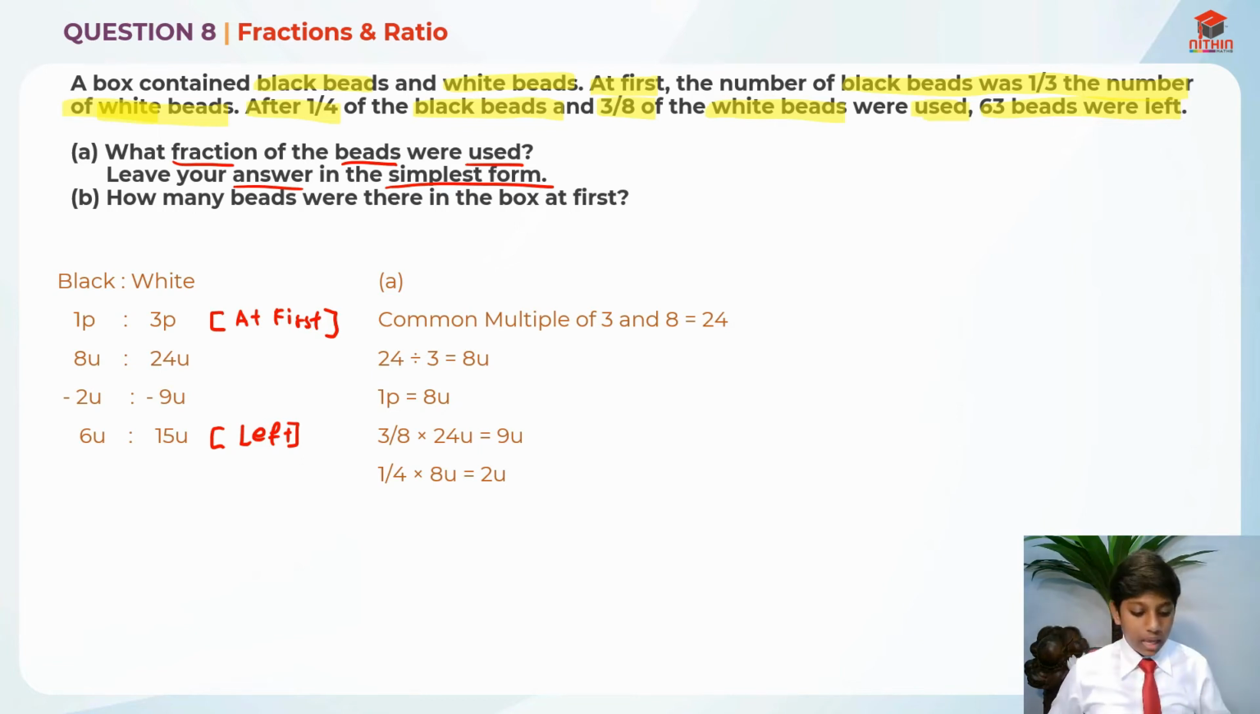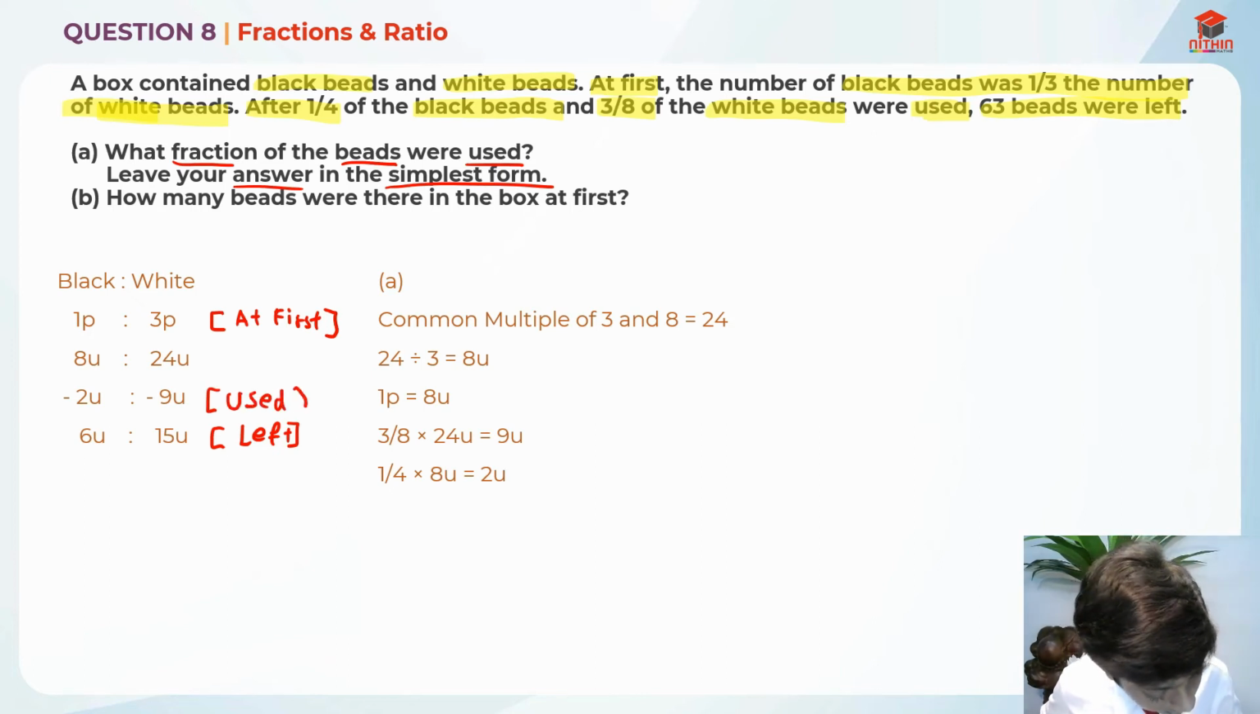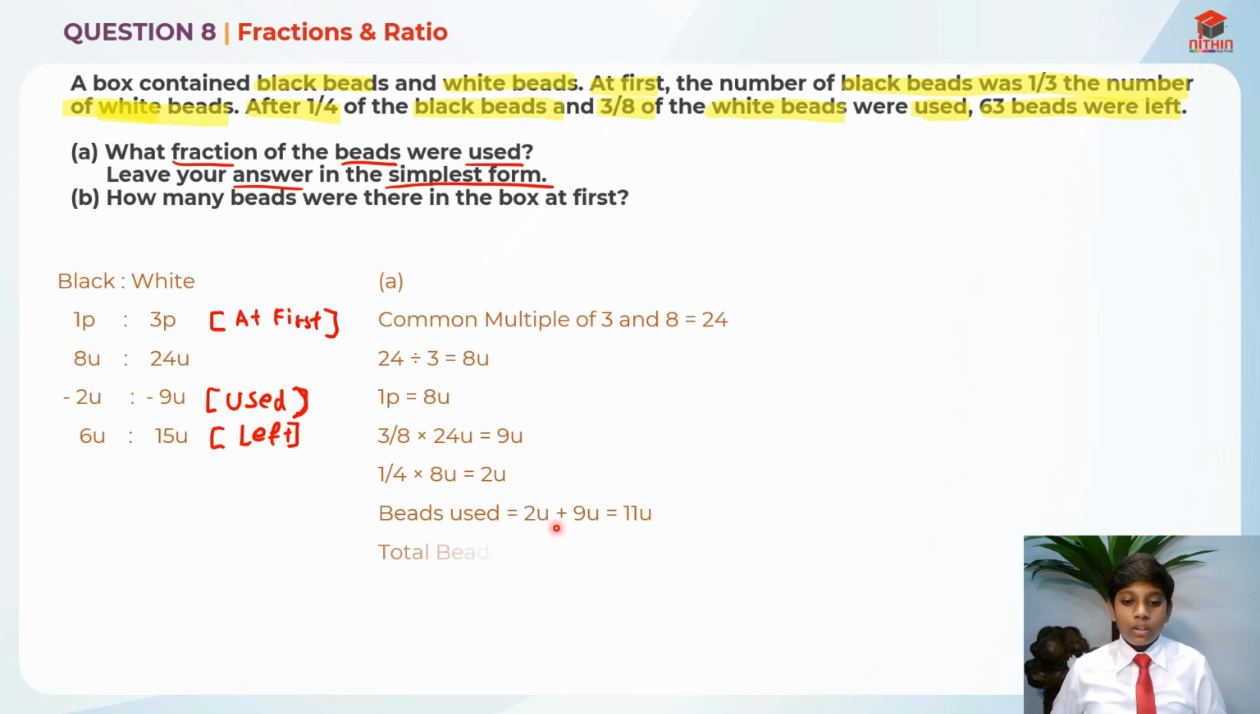So now that we are done with that, we can move on to solving part A. In part A, they're asking us what fraction of the beads were used. So the used is actually 2 units and 9 units, right? So let me write that down. This is used. So basically, I need to take this value, which is 11 units in total, over the total value, which is 8 units plus 24 units. And the total beads is 32 units. So basically, 11 over 32 is the answer for part A.